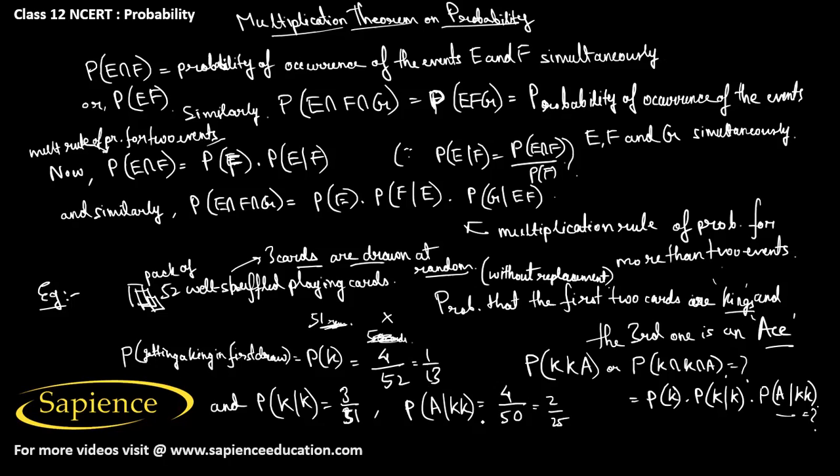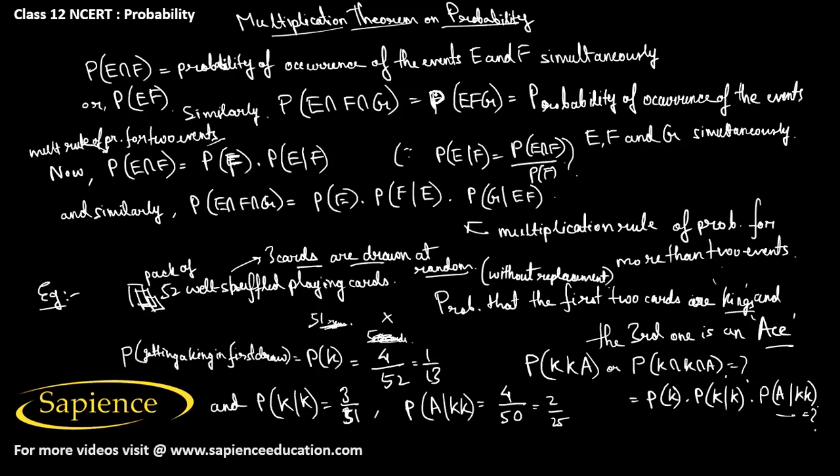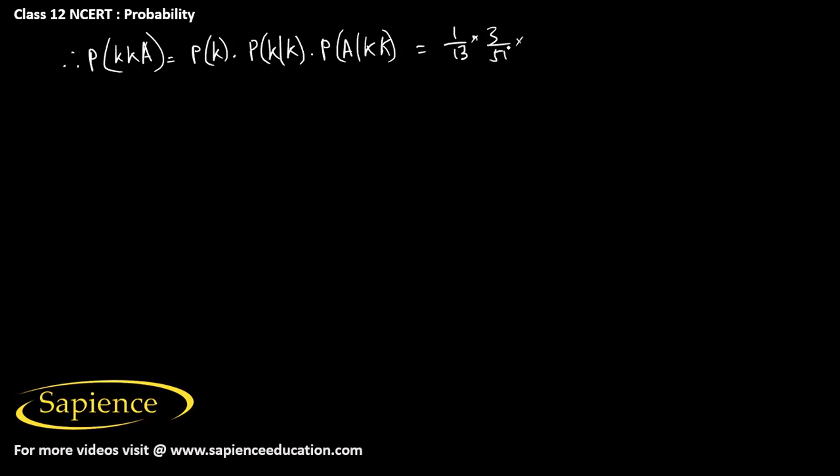Therefore, the probability of getting a king in the first two draws and an ace in the third draw is the probability of a king in the first draw, times the probability of a king in the second draw given a king in the first, times the probability of an ace in the third draw given kings in the first two draws. We have found it: 1 by 13, times 3 by 51, times 2 by 25.